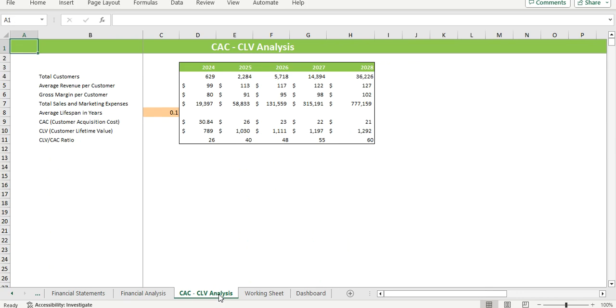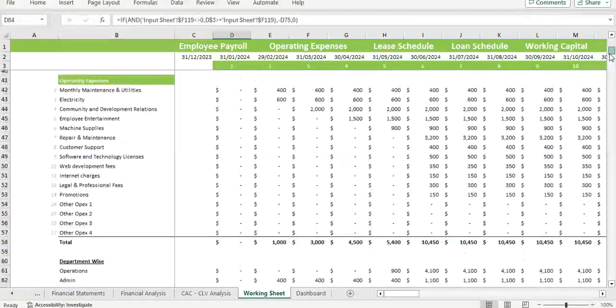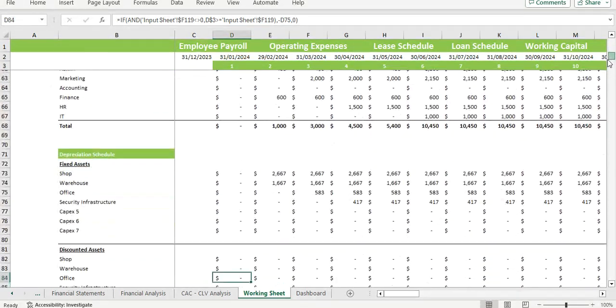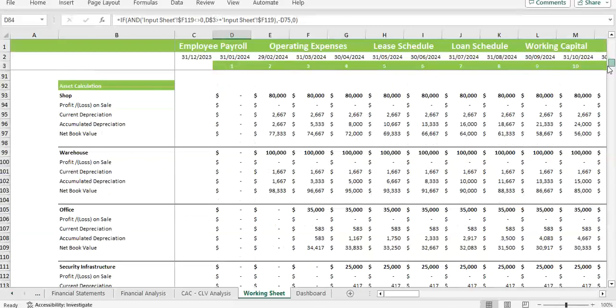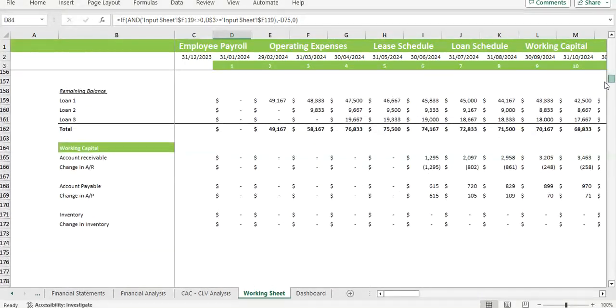Next up, we have the CAC and the CLV analysis. Moving on, we have the working capital calculations in our working sheet. Here in the working sheet, we calculate the payroll calculations, the operating expenses, the depreciation schedule, the asset calculations, the loan schedule, and the working capital calculations.